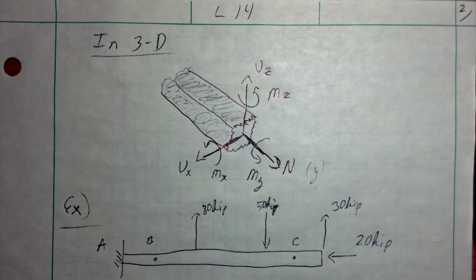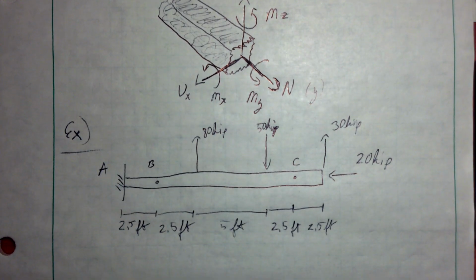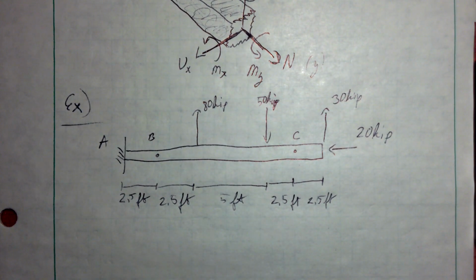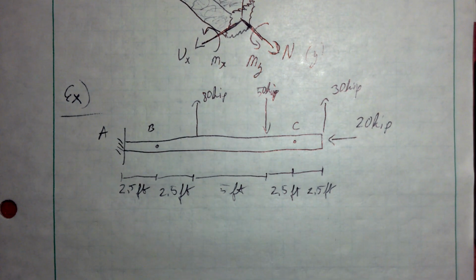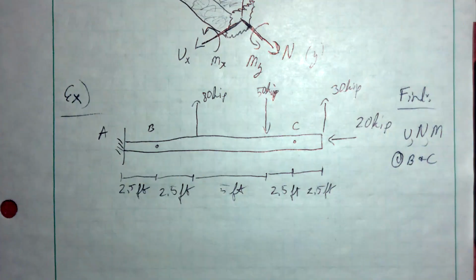Let's start this video with an example. It's probably going to be the bulk of this video. So go ahead and pause here if you want to copy this down. Okay, you got it. What are we looking for? We want to find the shear, normal, and bending moment at points B and C.